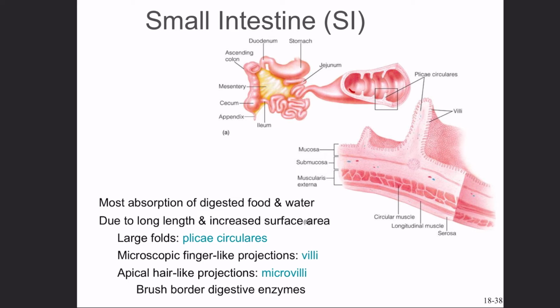These are really folded in on themselves. These are called the plicae circularis, or the circular folds. And then when you look at them beneath the microscope, they're even more folded on themselves with these villi. These villi even have microvilli, and in the microvilli, they have this border where they have digestive enzymes.